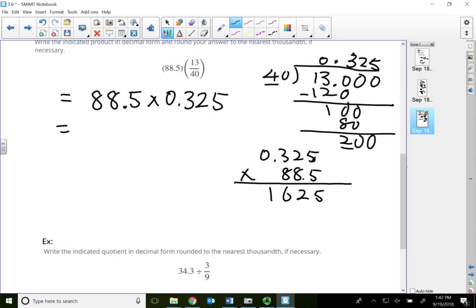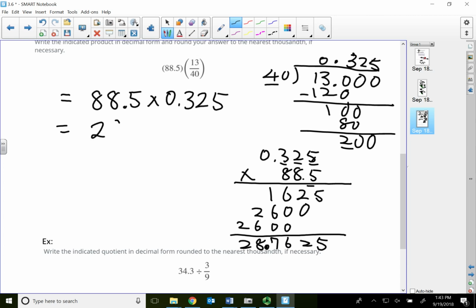This is going to be 8 times 5 is 40. Carry 4. 8 times 2 is 16, plus 4 is 20. Carry 2. 8 times 3 is 24, plus 2 is 26. So 8 times 325 will be 2600, giving 5, 2, 6, 7, 8, 2. Count back 4 decimal places behind the 5: 1, 2, 3, 4. That'll be between 8 and 7.